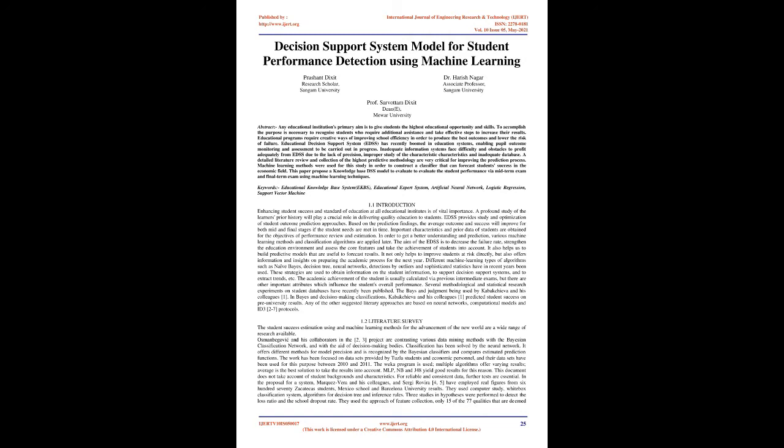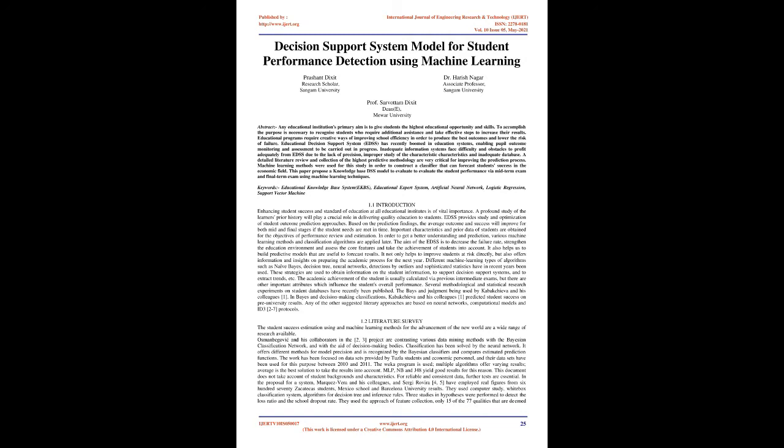Important characteristics and prior data of students are obtained for the objectives of performance review and estimation. In order to get a better understanding and prediction, various machine learning methods and classification algorithms are applied later. The aim of the EDSS is to decrease the failure rate, strengthen the education environment and assess the core features and take the achievement of students into account. It also helps us to build predictive models that are useful to forecast results. It not only helps to improve students at risk directly, but also offers information and insights on preparing the academic process for the next year.